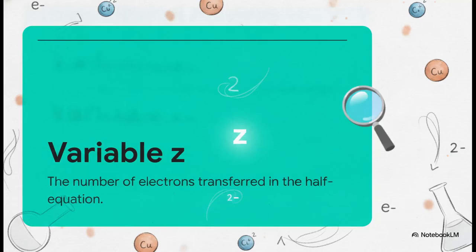Let's isolate the first variable we need to plug in, which is Z. What's really cool about this variable is just how simple it actually is. Z just represents the number of electrons transferred in our specific chemical half reaction. Since we're dealing with copper 2+ ions turning into solid copper, that requires exactly 2 electrons. So for this specific copper reaction, our Z value is just a neat, solid 2.